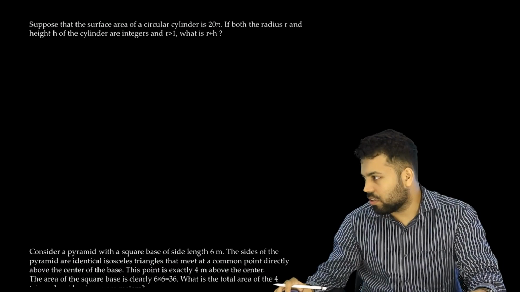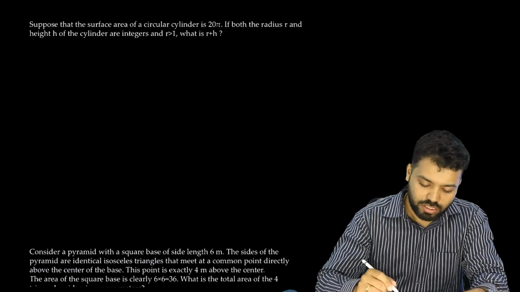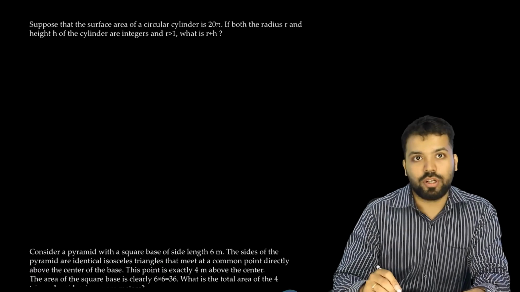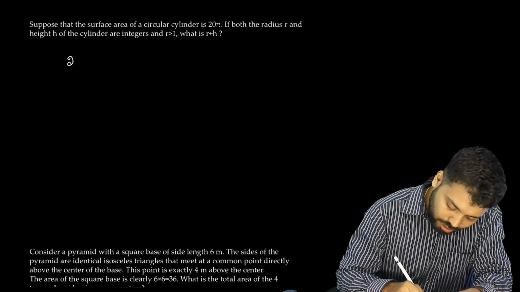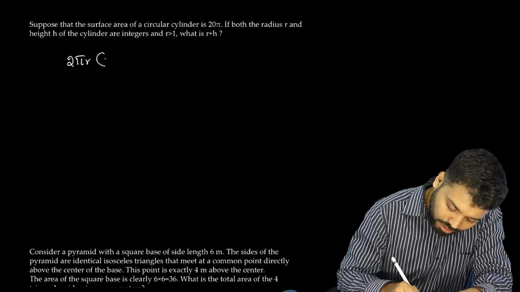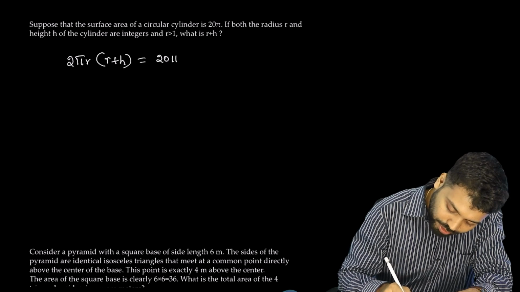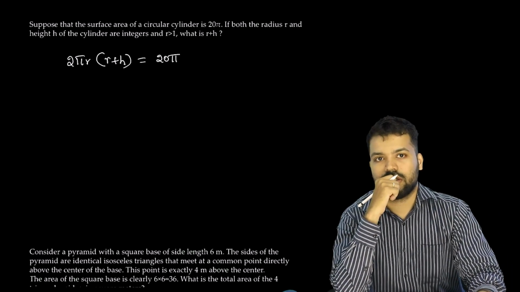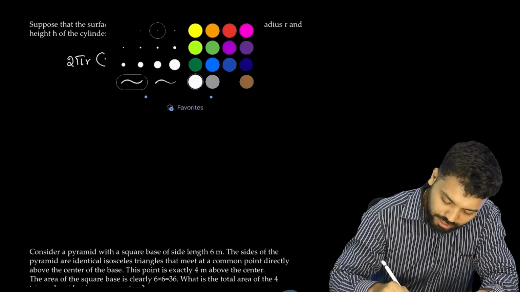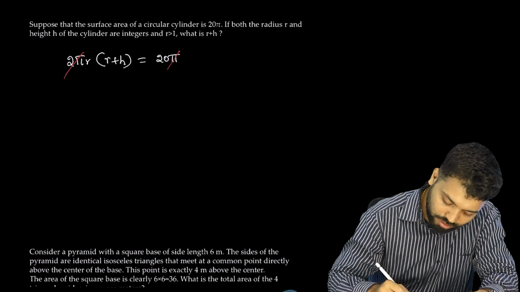So we can equate the formula of surface area of a cylinder to 20 pi. The surface area of a cylinder is 2 pi r into r plus h. This is equal to 20 pi. What do I do next? So cancelling out 2 pi, then it becomes r times r plus h equals 10.